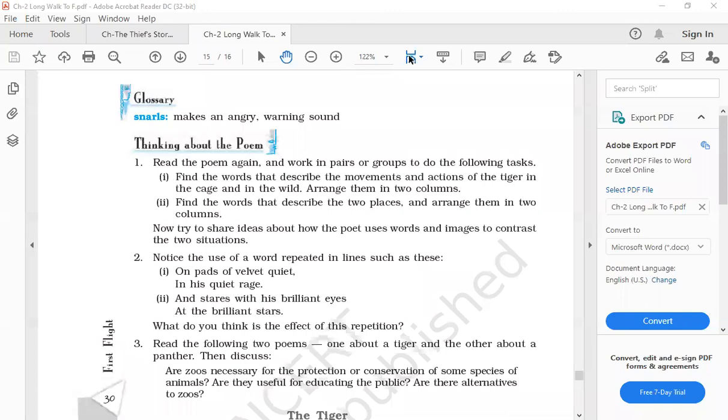Yes, correct answer. So, the movement and actions of the tiger in the cage. When the tiger is in the cage, the words are stalking, then on pads of velvet quiet, and the actions are ignoring, hears, stares, right? And the movement and actions in the wild are lurking, sliding, snarling, then barring, terrorizing. Then the places mentioned in the cage, and the places in the wild. Who will tell? No one.